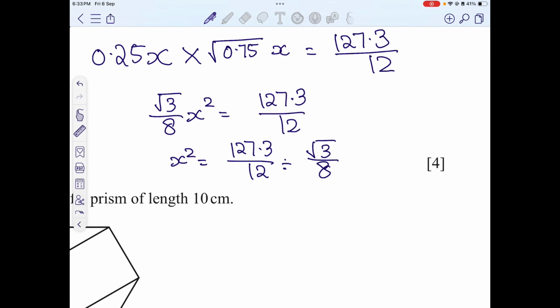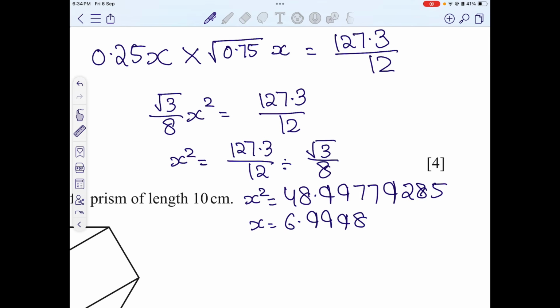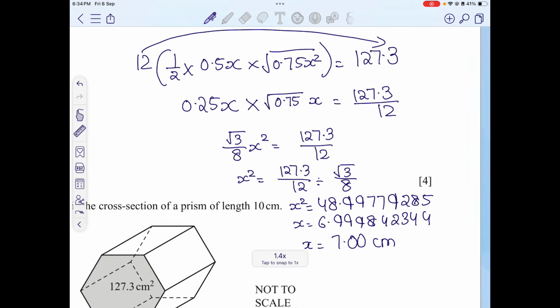Alright, then what is the result of this? That's for you to find: 127.3 divided by 12 divided by root 3 over 8. Whatever result you're getting, I'm getting x squared equals 48.997799285. And when I take the square root of this whole value, I'm getting 6.999842344. That can simply be said as 7.00 cm. So I hope this is clear.